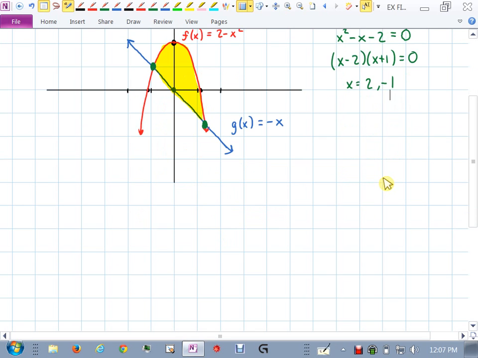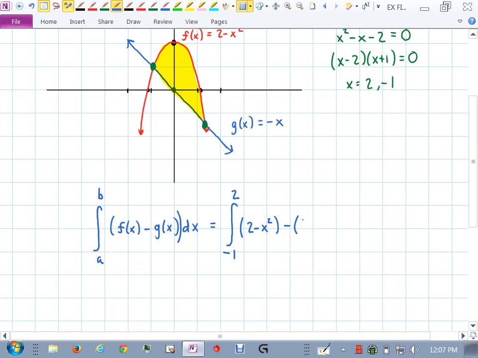Okay, so here we go. My integral for this area will be the integral from a to b of f of x minus g of x dx. Now, a is what? The a is negative 1, and then b is 2. And then we have to do f of x minus g of x. F of x for us was 2 minus x squared. And then we subtract from that g. G is negative x dx.